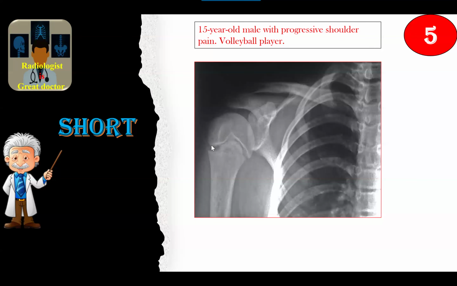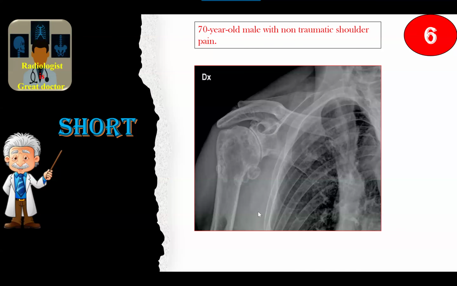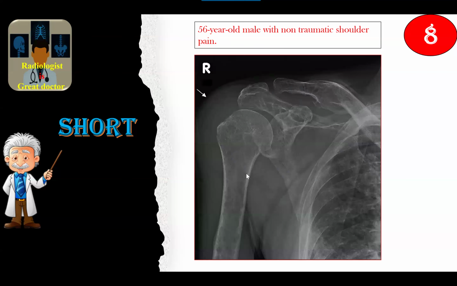This is left humerus. So Salter Harris type 1 or little leaguer's shoulder. Again, review other radiographs, but here, referral to the pediatric orthopedic team. Very good. We discussed this one, and with this one, what about this one?